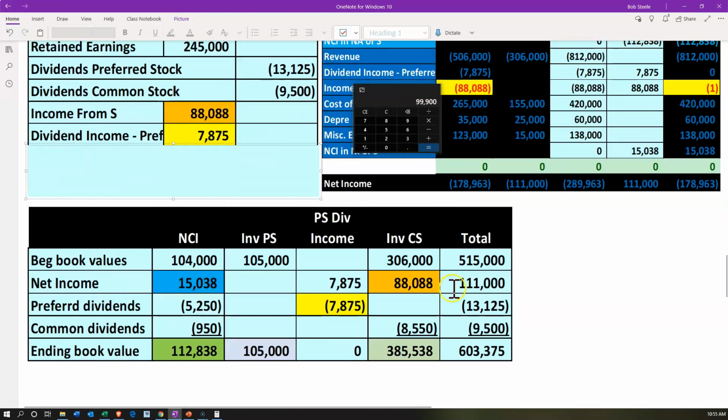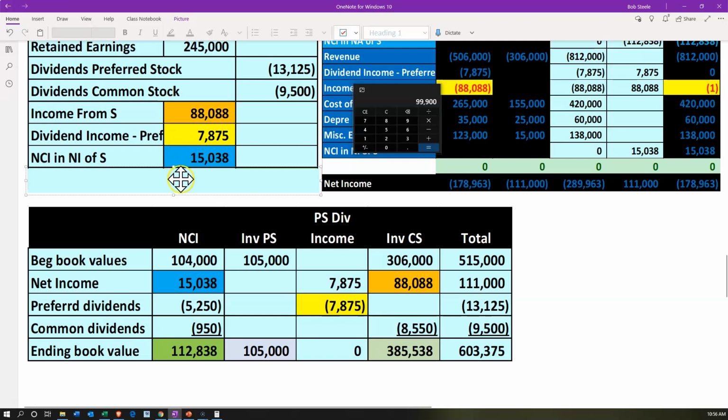You can also see that in our little table down here that we worked, either this item or that item. You can take into consideration that $7,875. And once we remove that, if we post that here, it goes to 0. Then we're going to go to the non-controlling interest, the $15,038, which is calculated here.